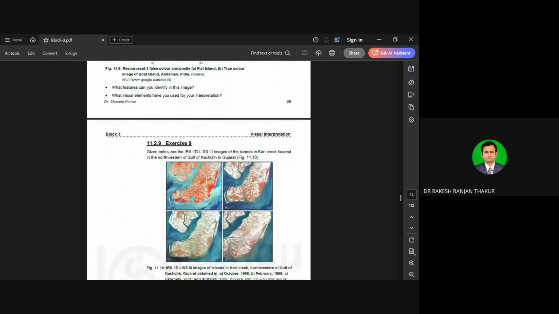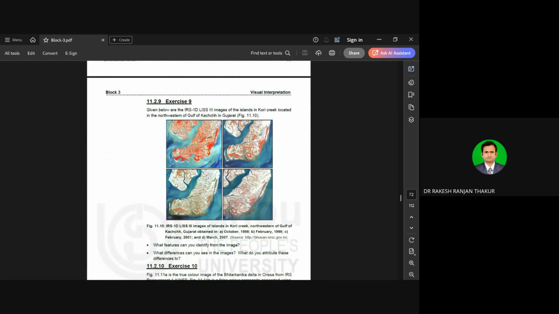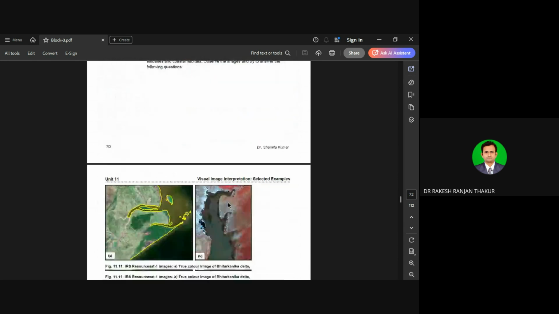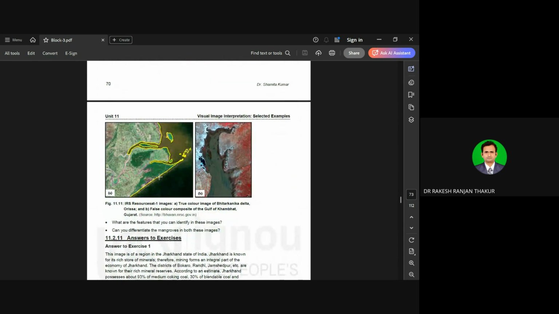Then here you can see some of the islands in Greece, also there in Kutch, Gujarat area, with satellite imagery from different time periods. Then another one, on the left hand side, is of Odisha, the Bhitarkanika region. Again, this is my study area in my PhD actually.